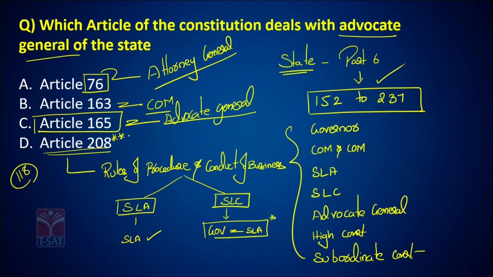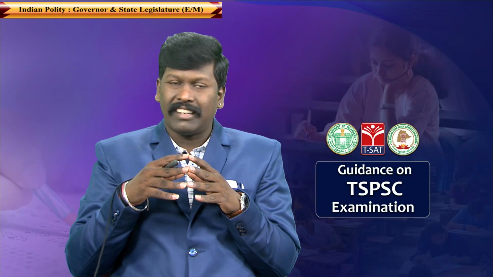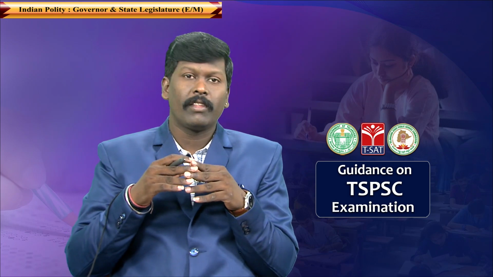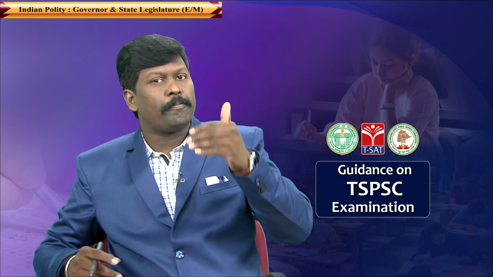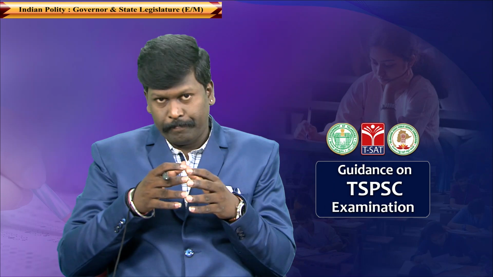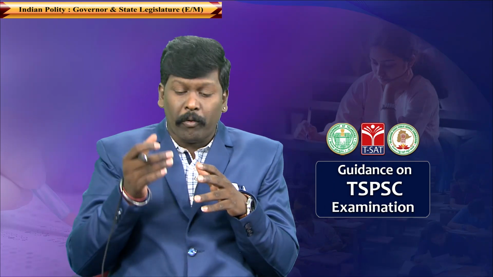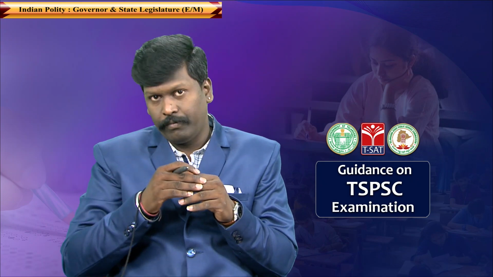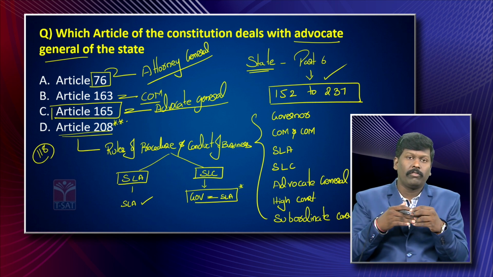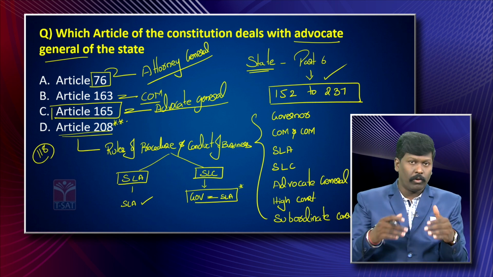Remember this for your exam. The rules of procedure and conduct of business are discussed in Article 118 and also Article 208. Article 118 provides the authority to Parliament to frame its own rules. Article 208 provides the authority to the State Legislative Assembly to frame its own rules. And coming to the Council, the Governor with the help of the Assembly will frame the rules of the Council. Let us go to the next.